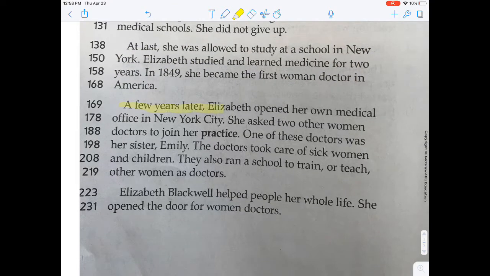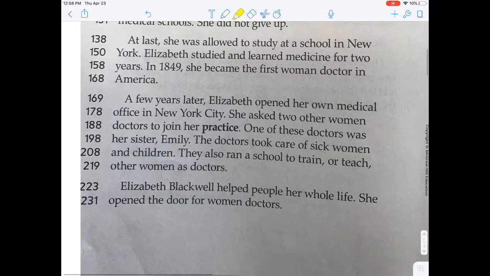A few years later, Elizabeth opened her own medical office in New York City. She asked 2 other women doctors to join her practice. One of those doctors was her sister, Emily. The doctors took care of sick women and children. They also ran a school to train or teach other women as doctors. Elizabeth Blackwell helped people her whole life. She opened the doors for women doctors.